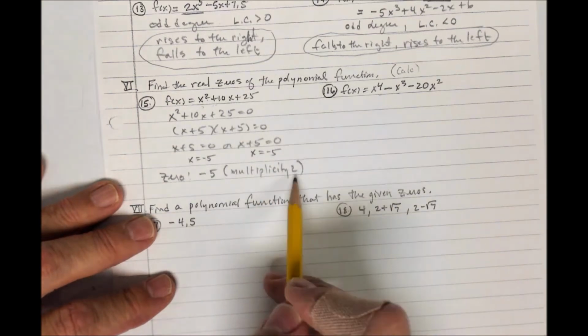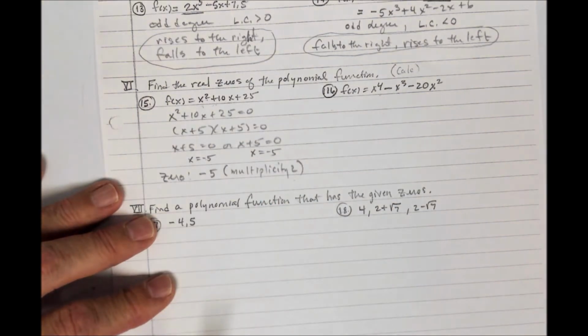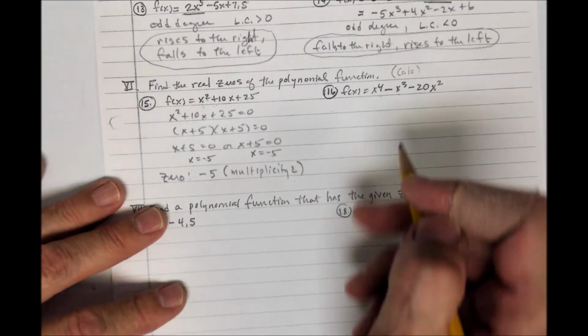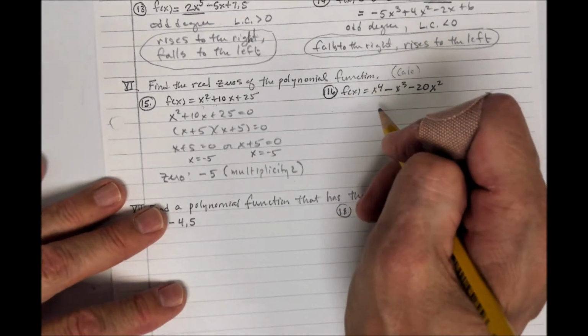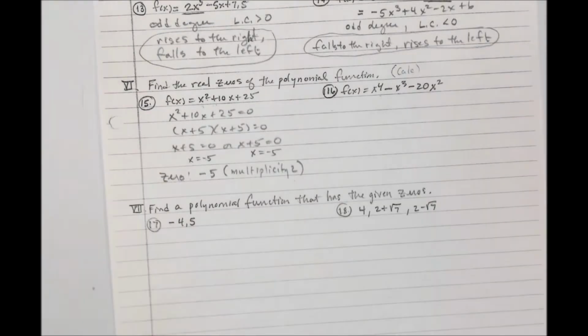So that counts as the 2 zeros, the 2 real zeros. Next guy up. This one again, if you're lucky, it'll factor, so you don't have to trial and error or have to use a calculator to work it. And this one does factor.